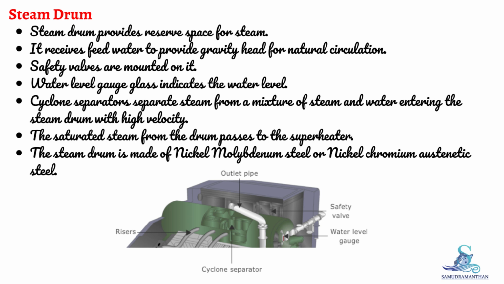Steam drum provides reserve space for steam. It receives feed water to provide gravity head for natural circulation. Safety valves are mounted on it. Water level gauge glass indicates the water level. Cyclone separators separate steam from a mixture of steam and water entering the steam drum with high velocity. The saturated steam from the drum passes to the superheater. The steam drum is made of nickel-molybdenum steel or nickel-chromium austenitic steel.